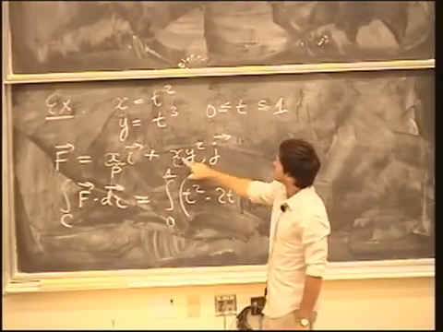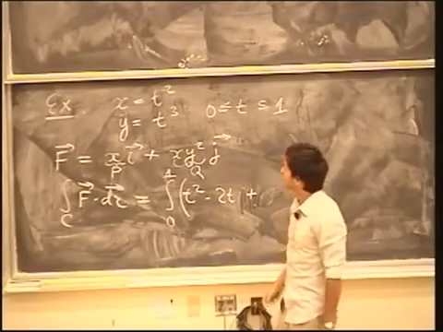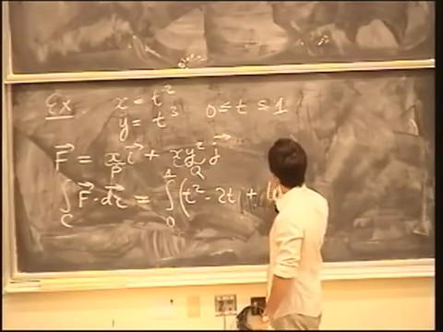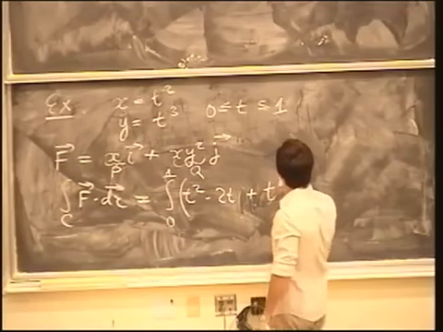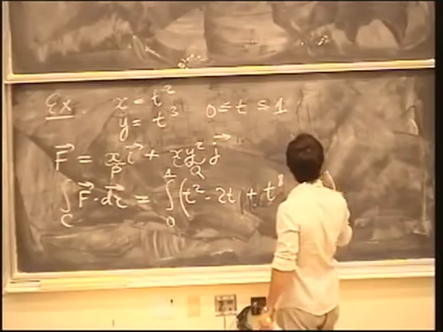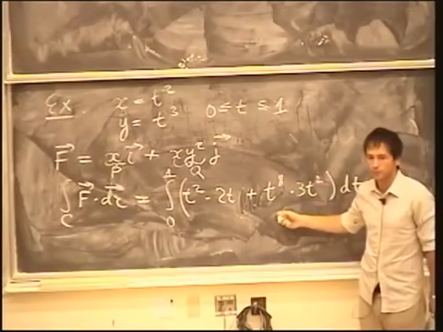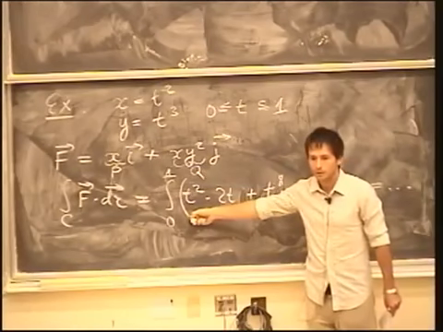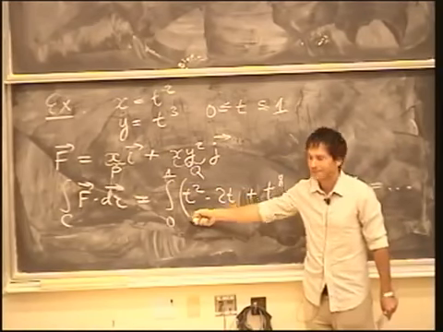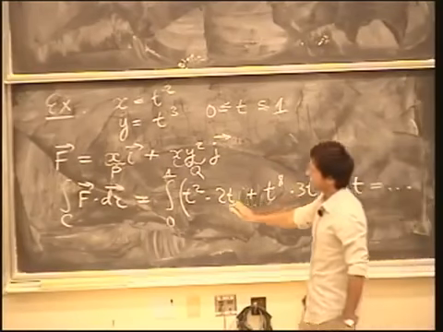Plus, you put x y squared. x y squared is t to the 8th, right? dy dt is 3t squared, and then dt. And so then you get a very simple integral of a function in t dt from 0 to 1. Is that clear? Okay. So I will not do this calculation. It's easy. So I'll just stop here.